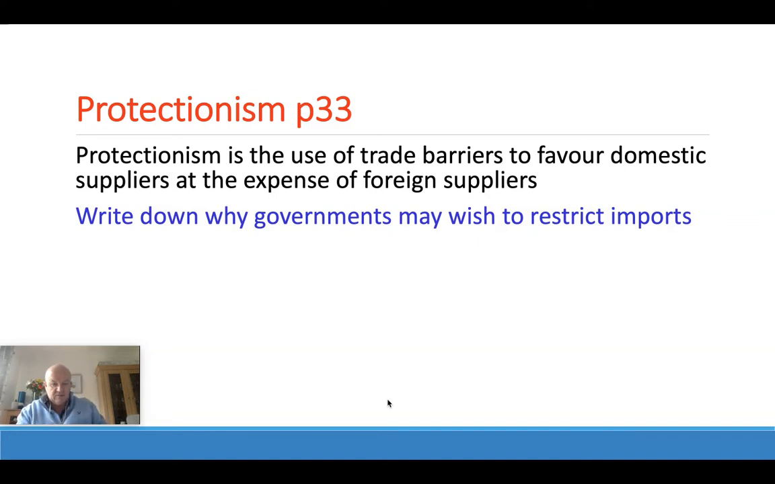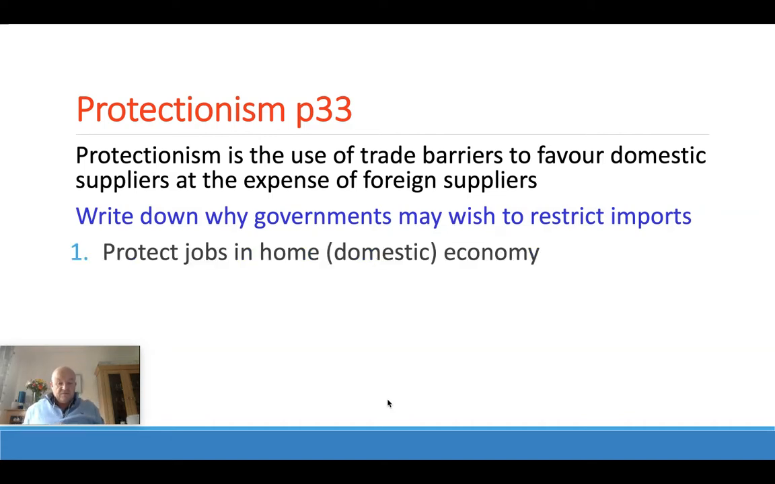What is it? Okay, so protectionism is basically the use of trade barriers to favour domestic suppliers at the expense of foreign suppliers. That's fundamentally the reason for it, okay? And there are a number of reasons why a government might choose to restrict imports. Try jotting a few of those down, have a think about them, and think about the reasons why a government might choose to restrict imports. Could be a whole raft of reasons, but give yourself some time to do that. And then obviously we can hopefully enhance your understanding as we go through some of these further slides.